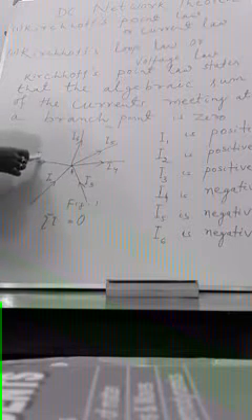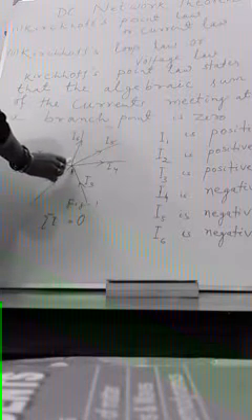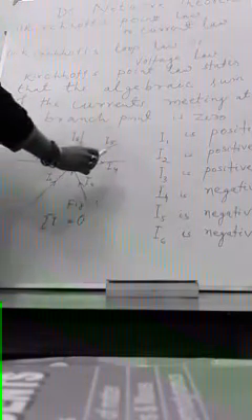Kirchhoff's point law or current law states that the algebraic sum of the currents meeting at a branch point is 0. In figure 1, we have a branch point A where the currents entering towards the point A are I1, I2 and I3, and the currents leaving from the point A are I4, I5 and I6.